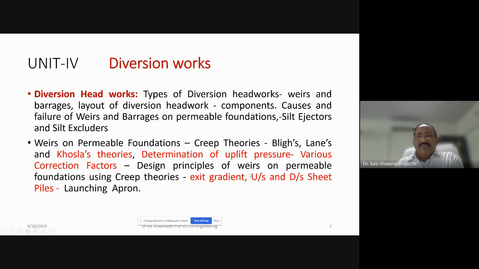Bligh's theory we discussed and worked on one problem. Lane's weighted creep theory we have also seen. Then Khosla's theory we discussed in the last class.